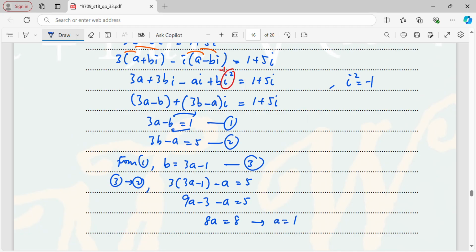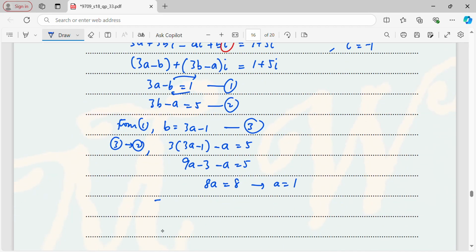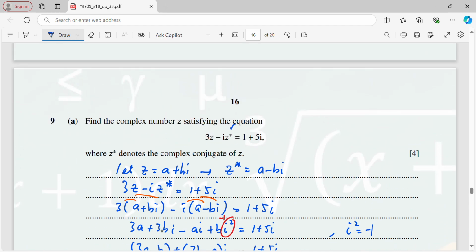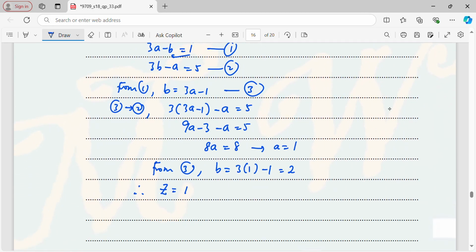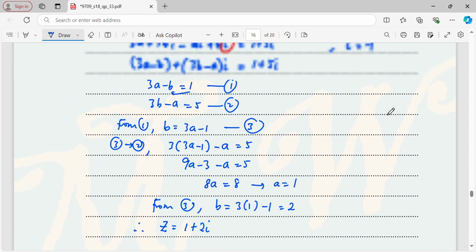After you found the a, substitute back into third equation to get the b. So from third equation, your b is 3 times 1 minus 1. That is going to be 2. So therefore, my complex number, because the question says solve, right, or find the z. So the z is a plus bi. Therefore, my a is 1, and then my b is 2. So 1 plus 2i. That is my complex number z.